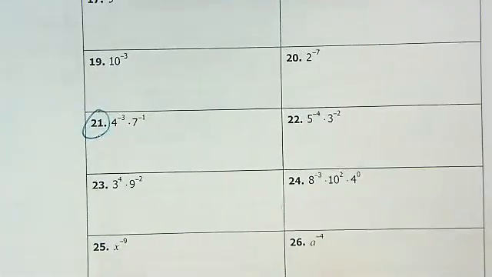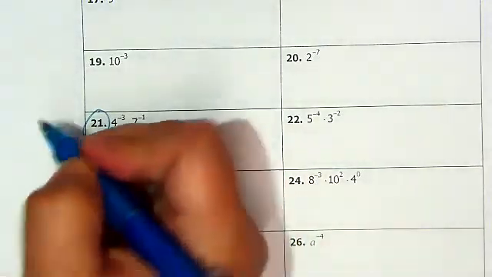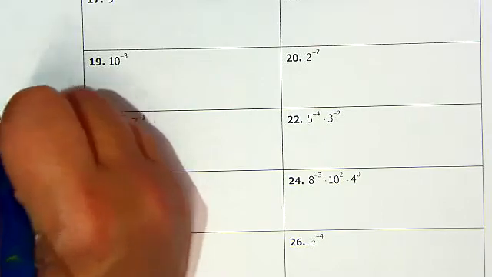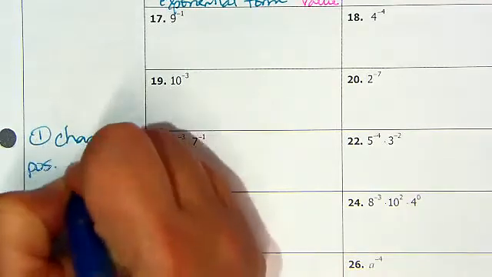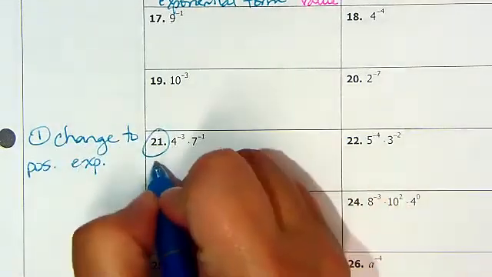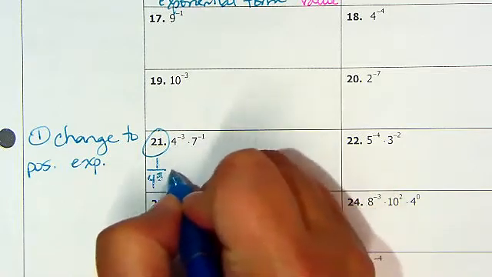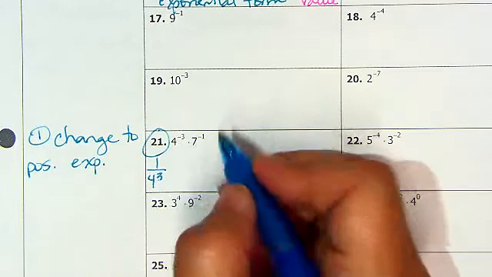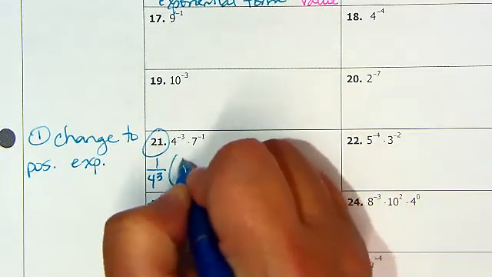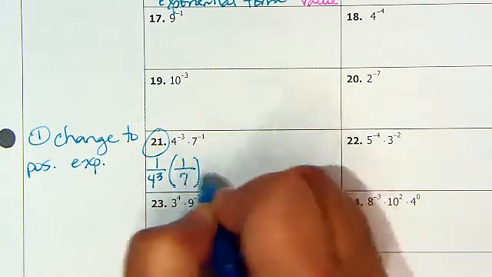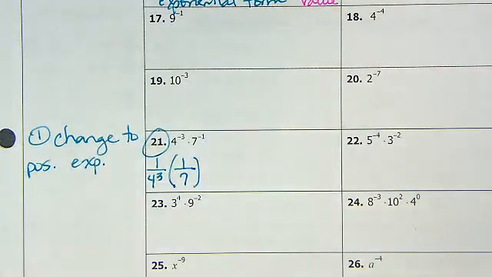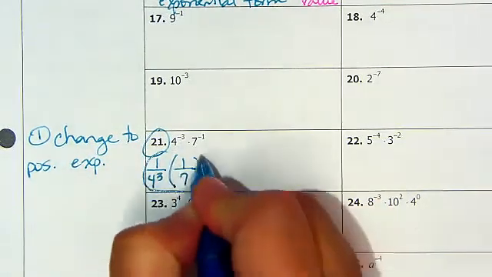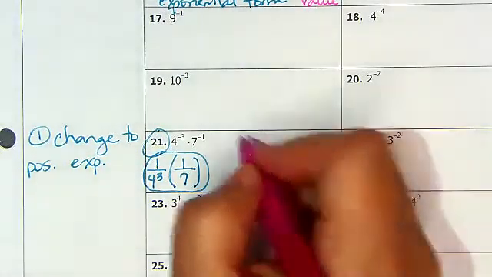So that was 15. So we're going to move down here to 21. The first step is to change to positive exponents. So this is going to become 1 over 4 to the third. I don't like to use the dot because it makes it too much like a decimal, so I'm going to put in the parentheses 1 over 7. I do not have to write this first power, the 1 there. It's understood to be there. So now I simplify because this is the exponential form. Now we need to actually simplify.